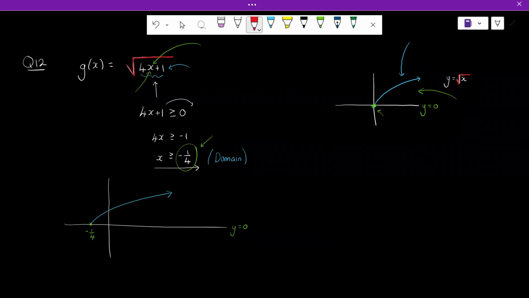So in other words, all the y values that are now on this graph, all of these y values are all greater than or equal to y equals 0. So that is going to be the range of this graph. So the range, all of the y values on this blue curve, all of those y values are greater than 0, or they could be equal to 0, for example, at negative a quarter. So that is the answer for question 12.